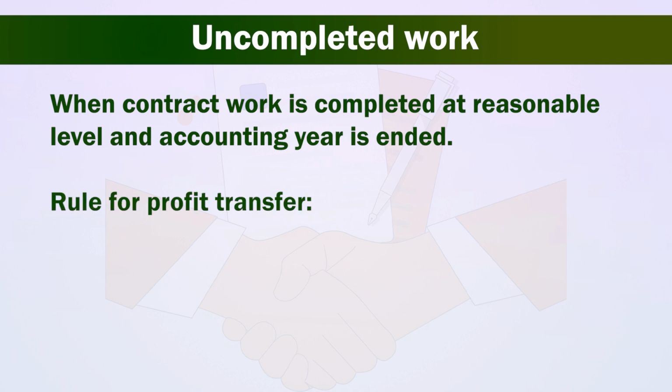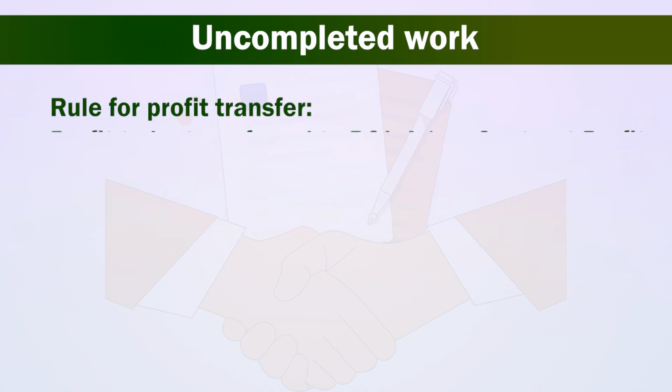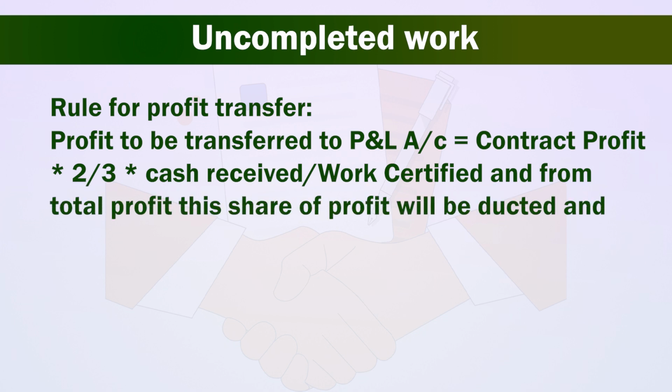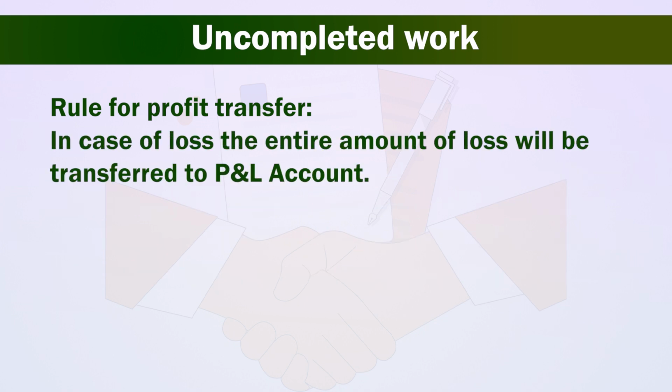Rules for profit transfer. In case of profit in contract account, the share of profit will be transferred by applying a formula. Profit to be transferred to profit and loss account is equal to contract profit × 2/3 × cash received / work certified, and from total profit this share of profit will be deducted and the remaining amount of total profit will be transferred to work in progress account for contingency. And in case of loss, the entire amount of loss will be transferred to profit and loss account.